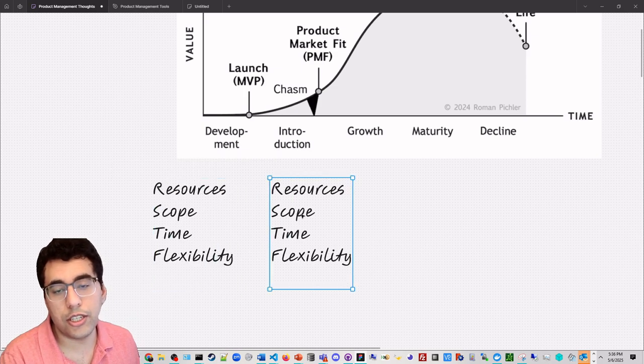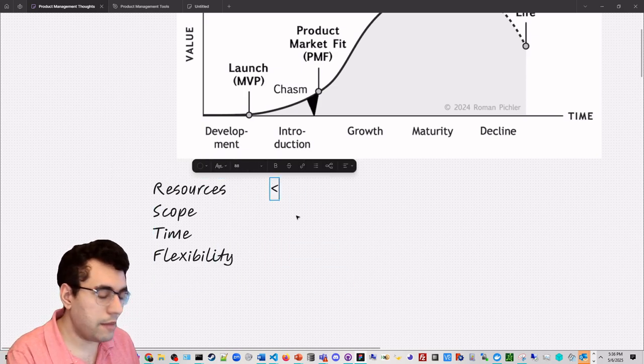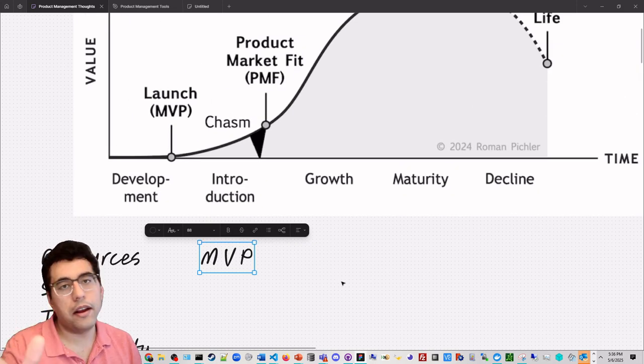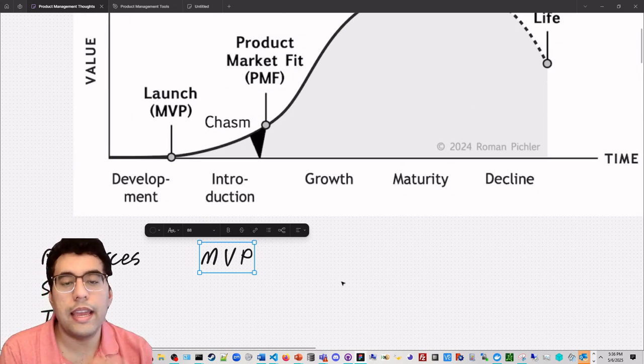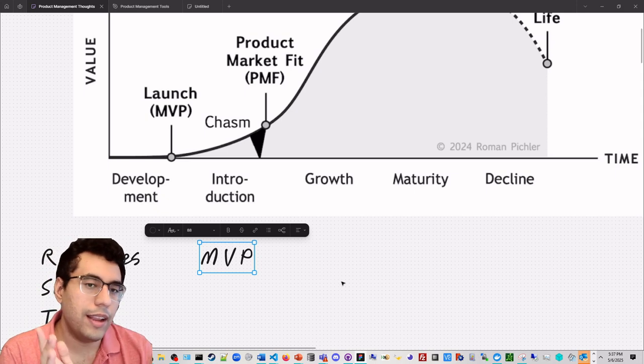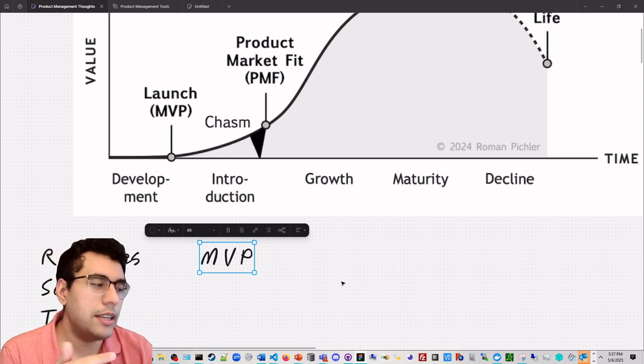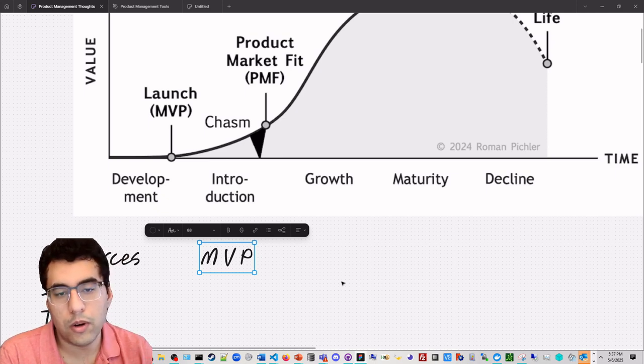In the introduction, this is where you take your MVP and you finally launch it out there and people are going to enjoy it and give it a shot, or they might not, most likely not like it. And at this time, you want to collect as much data as you can and learn what works and doesn't work, right?